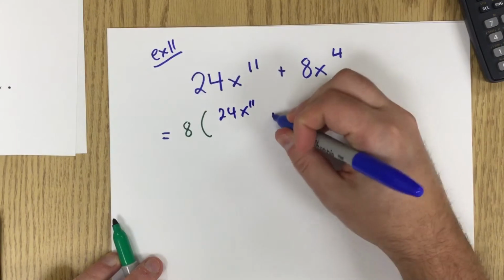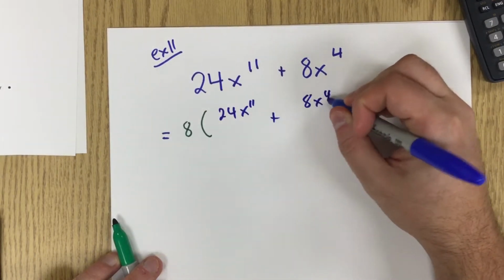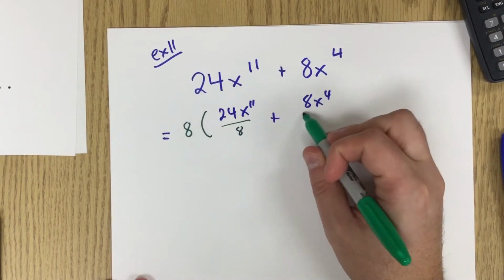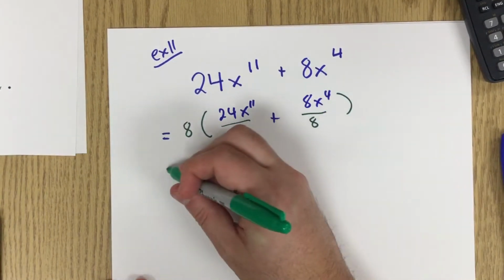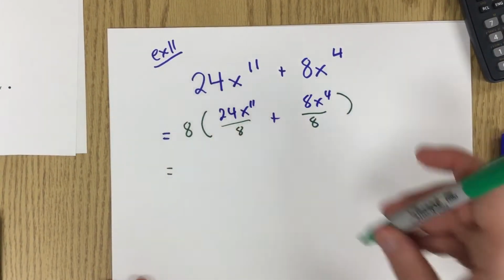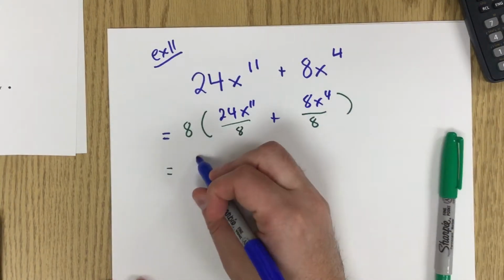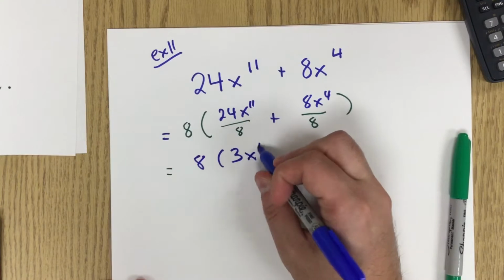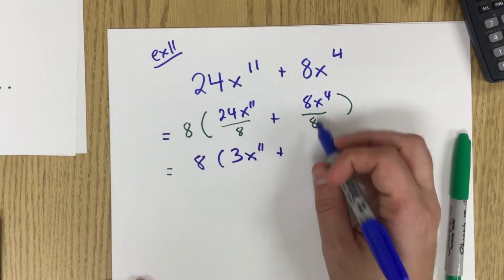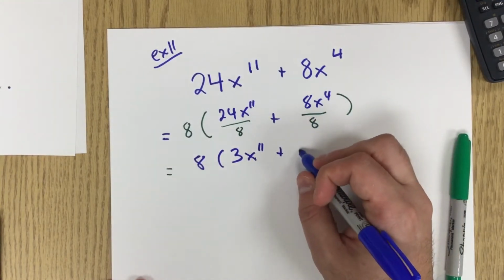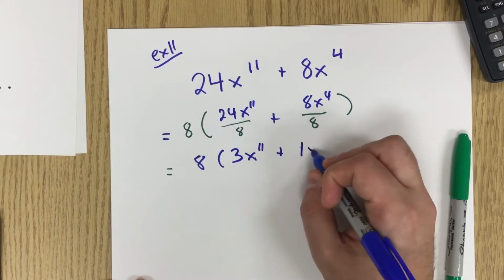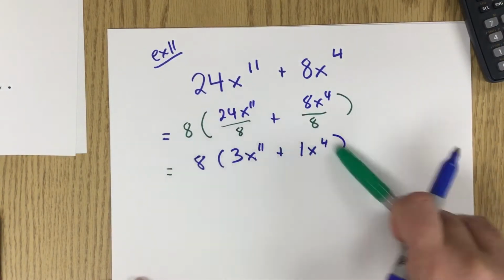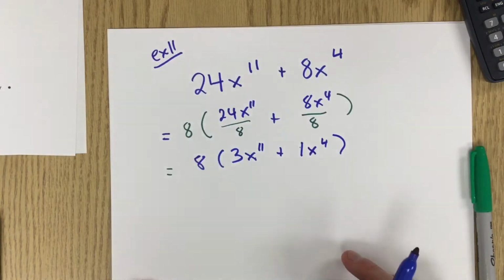So 24x to the 11, 8x to the 4. Divide both by 8. And we're going to get 24 divided by 8 is 3, x to the 11, plus 8 divided by 8 is 1, 1x to the 4. And that's it. There's nothing in common with 3 and 1. I guess we could always take out 1.